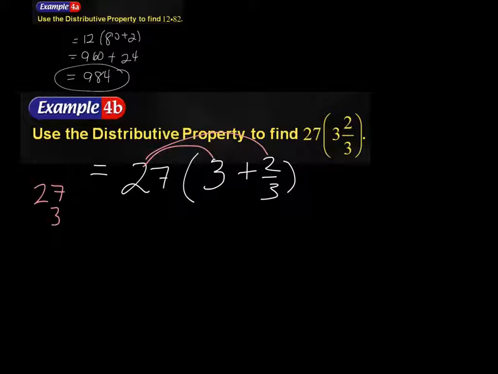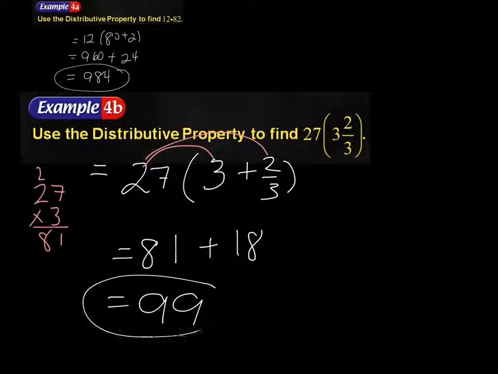Let's multiply that out. 3 times 27, yes, 81. So we have 81 plus 27 times 2/3. That's not too bad with mental math. 27 divided by 3 is 9, times 2 is 18. And then all we have left to do is add 81 plus 18, which is 99.